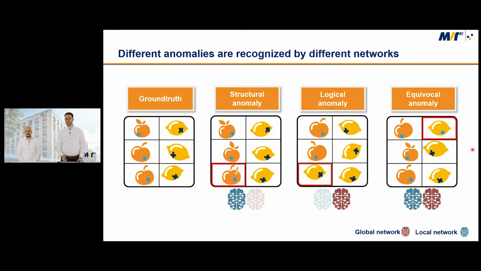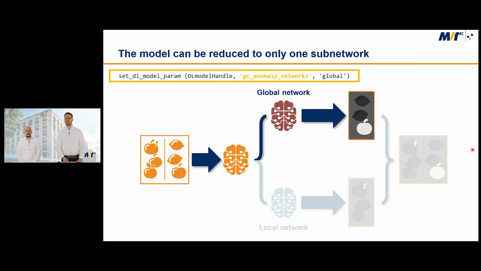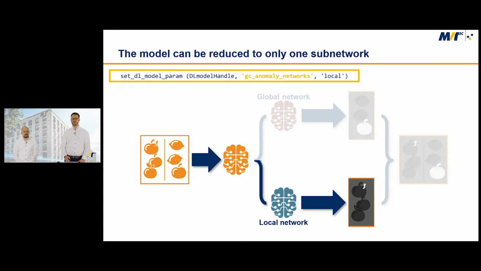Now, what happens if you, for example, in your application, only expect one type of error, so just structural or just logical errors? Well, you can reduce your model to just one of the subnetworks. So with a simple call of set_dl_model_param, you can reduce your model to, for example, the global network, or you can also reduce the model to just the local network. This, of course, comes with a lower training time and also with a lower inference time. But in total, we recommend to use both networks, because in practice, it is not always as clearly distinguished what is an anomaly, if it is structural or logical.